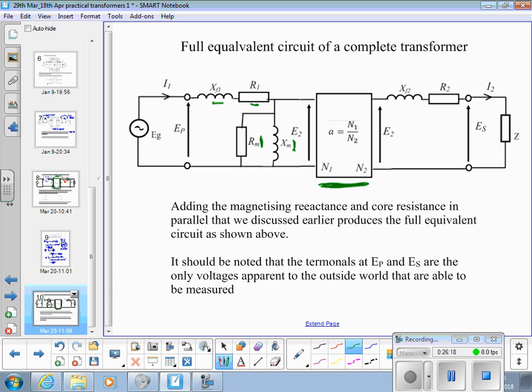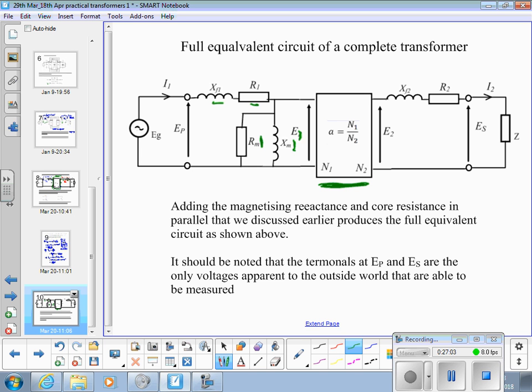Output terminals of that are E2. I go with EP for E primary, the terminals that you can put your meter on. E1 being the input to the primary side of the ideal transformer, E2 the output of the ideal transformer. We've then got XF2 representing the secondary leakage flux, R2 representing the resistance of the secondary windings, and we then got E secondary across the secondary terminals, and then a secondary current and any load that we may wish to place upon it.